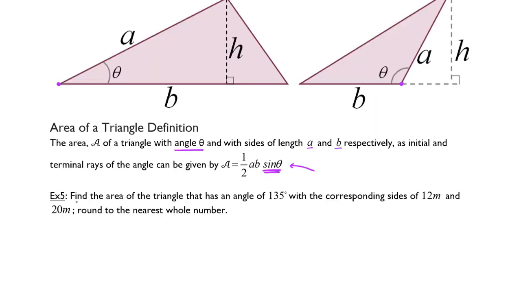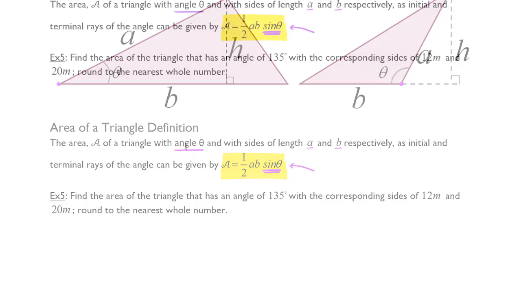But let's take this information that we know and this formula that we have, which you should memorize, so go ahead and highlight it. And let's see if we can find the area of the triangle that has an angle 135 degrees with the corresponding sides of 12 meters and 20 meters, round to the nearest whole number.